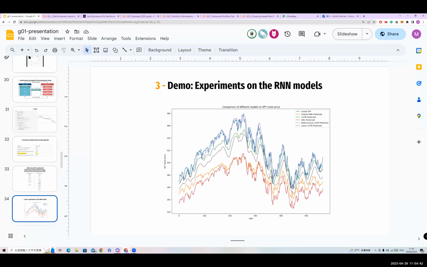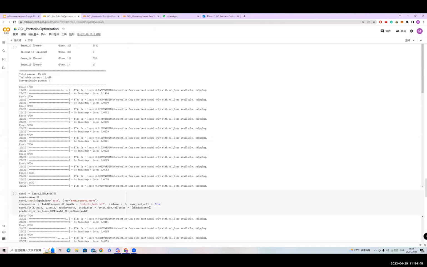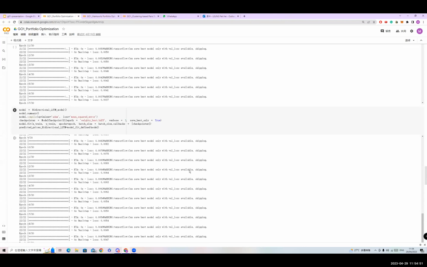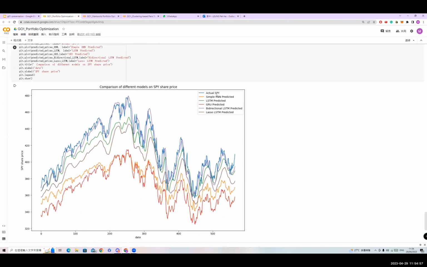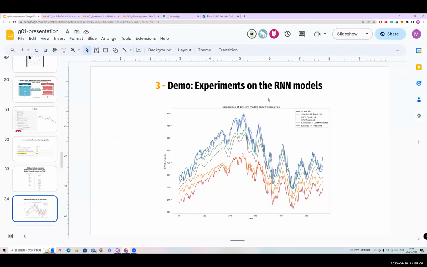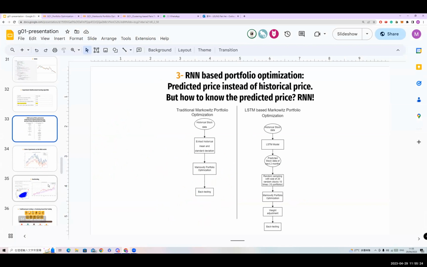Okay, and then we do different experiments on the RNN model, because we have to determine which RNN model to use. In this project, we tested 5 different RNN models. Amongst our 5 RNN models, we find that the bidirectional LSTM and also LSTM have generally better performance in predicting the stock price. So in this project, we decide to stick to the LSTM model, use it to do the prediction, and use the predicted mean and standard deviation to do the portfolio optimization.